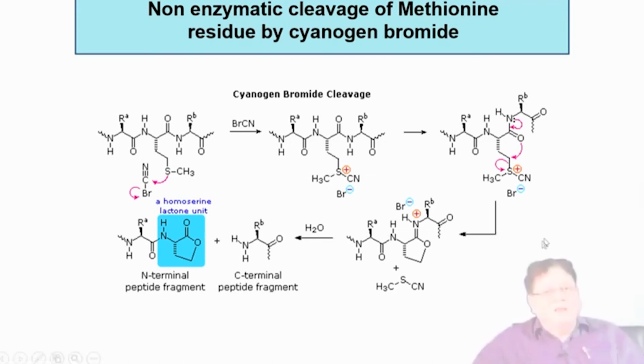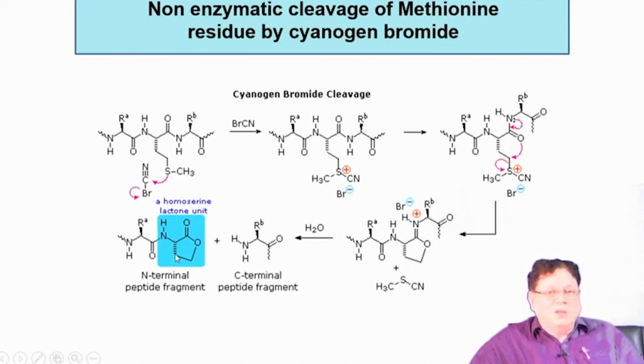So, this is a very important reaction, cyanogen bromide, very specific only for methionine. However, this lactone is called homoserine lactone. Why is it called homoserine lactone? Because what is serine? Serine is a carbon, this alpha amino acid, and then there is a CH2 and then an OH. In this case, what is happening?